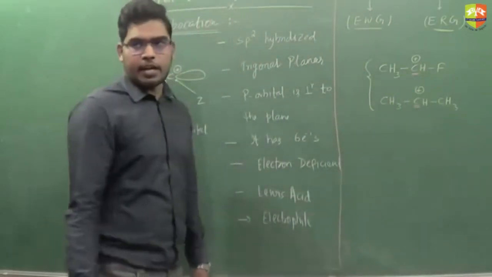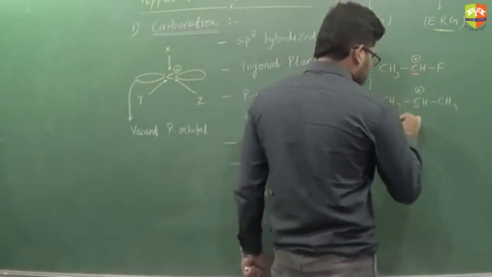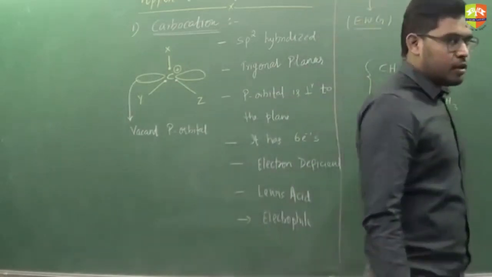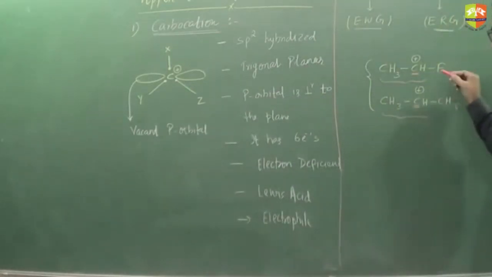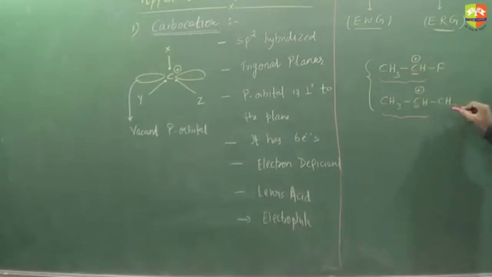Now, you see here, this part and this part is same in the two molecules. We have to compare the stability of these two. First of all, we have to find out what is the difference in these two molecules. The difference is that here we have one fluorine and here we have CH3. These two have different characteristics also. Depending on the characteristics of fluorine and CH3, the stability of this carbocation will be decided.